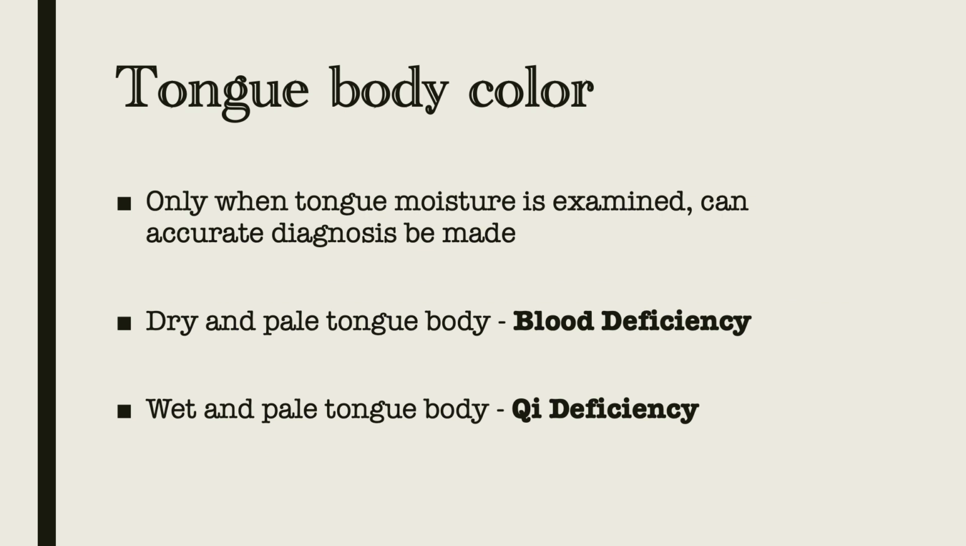Only when the moisture of the tongue is examined can an accurate diagnosis be made. A dry and pale tongue body points to blood deficiency, whereas a wet and pale tongue body points to qi deficiency. In this lecture, pale, red, and bluish tongue body colors are discussed, as well as the meaning of the localization of the body color.